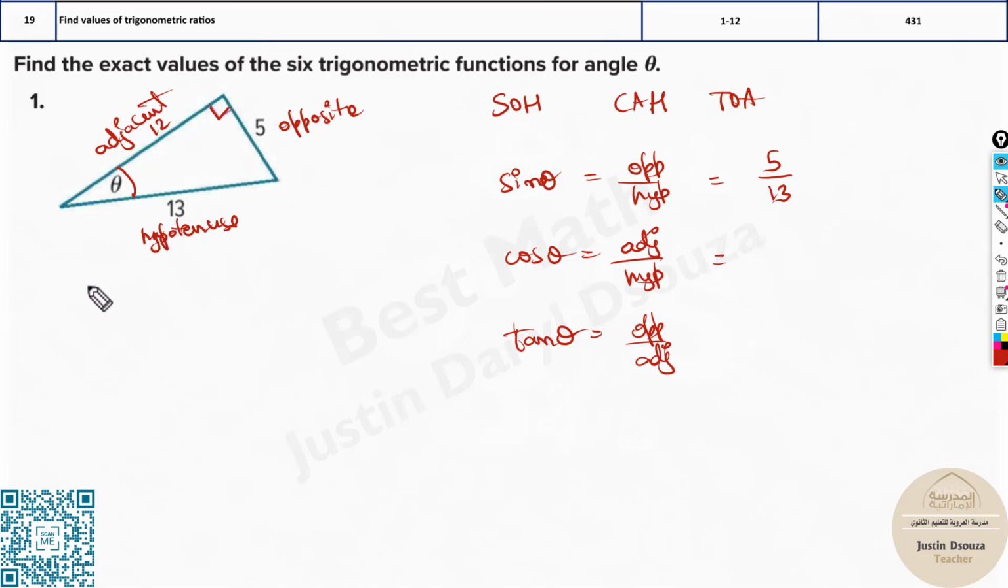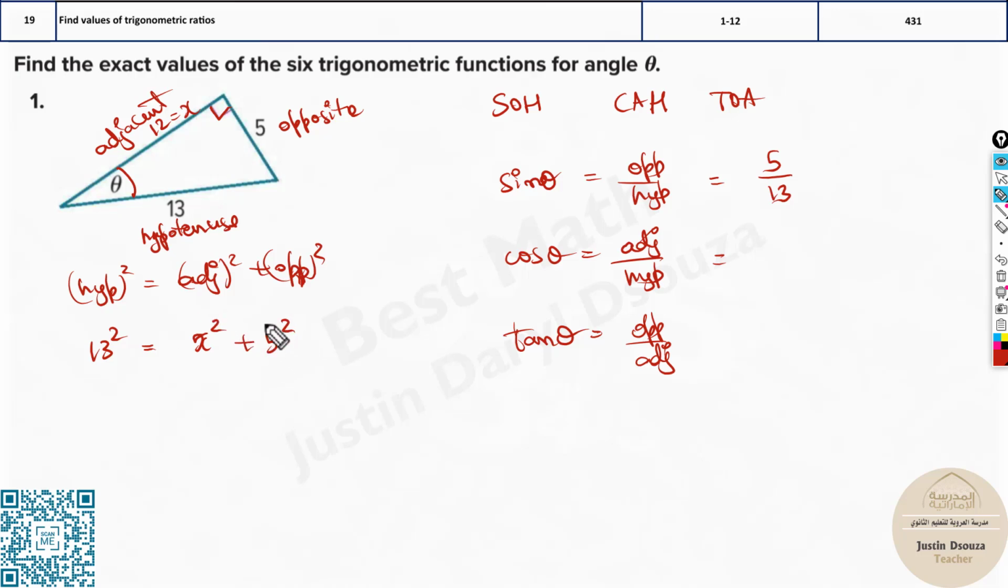Here is the hypotenuse. The hypotenuse squared will be equal to the sum of the squares of the other two sides, that is adjacent squared plus opposite squared. This is the Pythagoras formula, right? Now hypotenuse is 13, so 13 squared equals adjacent, which is x, unknown, squared plus 5 squared.